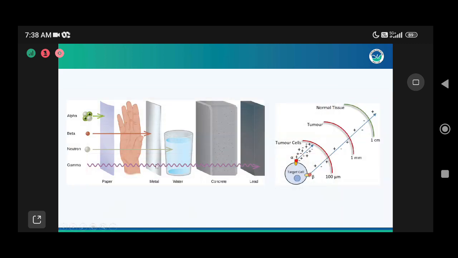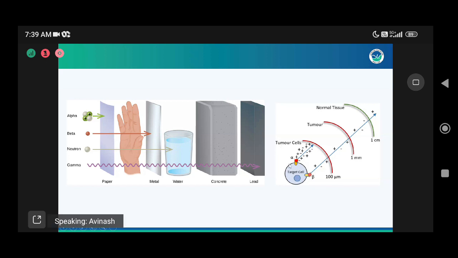This diagram summarizes penetrating power, in which alpha rays, because they are very heavy, can be stopped even by paper. Beta rays can be stopped by thick substances like a human hand, a thick bundle of papers, or metals. Gamma rays cannot literally be stopped. They travel through paper, metals, as well as water and concrete. So our department has a thick wall of concrete, which significantly reduces the radiation burden. If a patient is inside the department, the radiation emission outside the department will be checked, and the amount of concrete to be used will be decided initially itself.